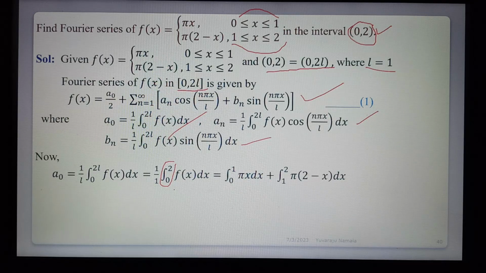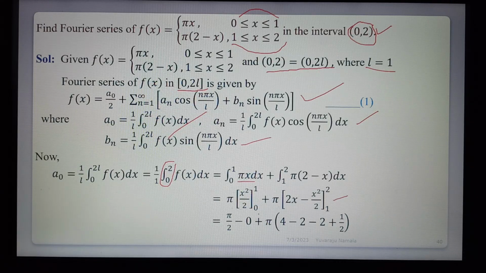From 0 to 1, f(x) is equal to 5x dx, plus the integration from 1 to 2, where f(x) is equal to 5 into (2 minus x) dx. So finding the integration: 5 into x square by 2 from 0 to 1, plus 5 into (2x minus x square by 2) from 1 to 2. That is 5 by 2 minus 0, plus 5 into (4 minus 2 plus 1 by 2). Simplification gives 5. So a naught is equal to 5.